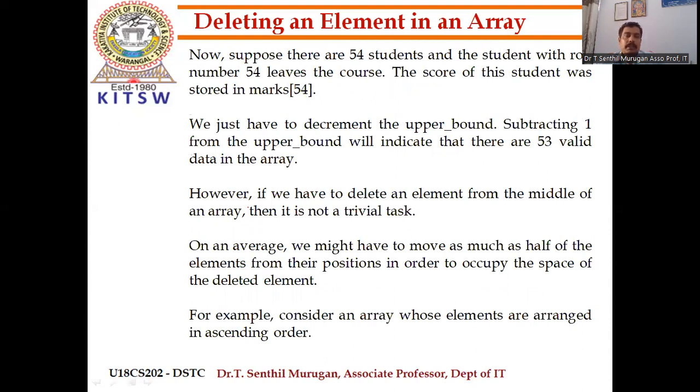For example, there are 54 students, and the student with roll number 54 leaves the course. What do we have to do? The score of the student was stored in mark 54, so we just subtract one from the upper bound, making it 53. Whenever we want to access the data, we go from 0 to n minus 1. So by subtracting one value, the last element is simply removed from the array.